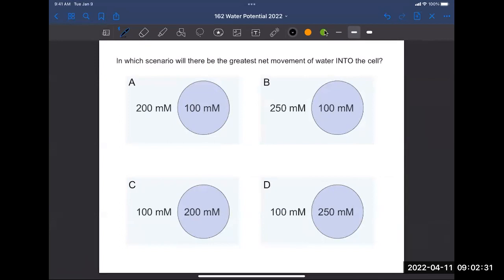Now, these are not plant cells, right? Imagine these little purple circles here are just animal cells, or a cell without a cell wall. We've got a couple of different cells, and the osmolarity, or the concentration of solute, inside and outside. The question is, in which scenario would there be the greatest net movement of water into the cell? Go ahead and think about this yourself, talk to people around you if you want to. This is not intended to be a very challenging question, but it just gets you thinking about it.